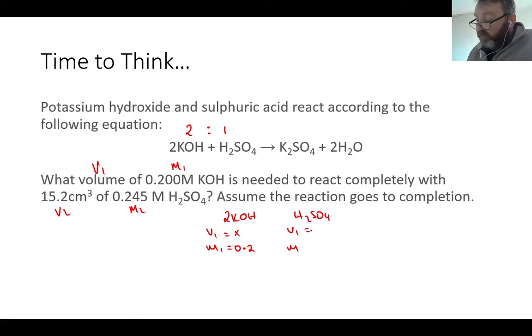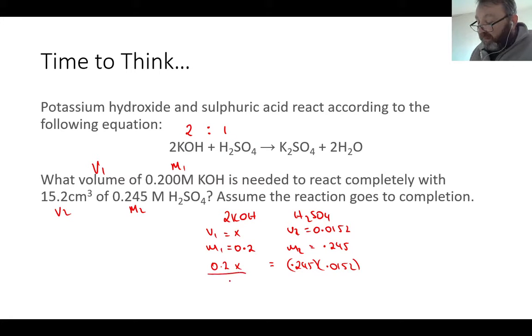Over here, the volume of H2SO4 is 15.2 centimeters cubed. Now that's 0.0152 liters. So don't be afraid to use liters. And then the molarity, the M2 over here, is 0.245. Now, we've got to remember that we can multiply out these two. So we get 0.2x equals 0.245 times 0.0152. But we've got to take into consideration the ratio of reaction, 2:1.